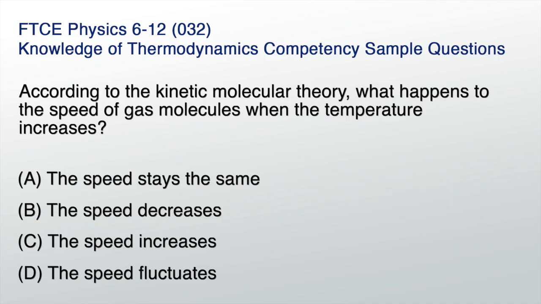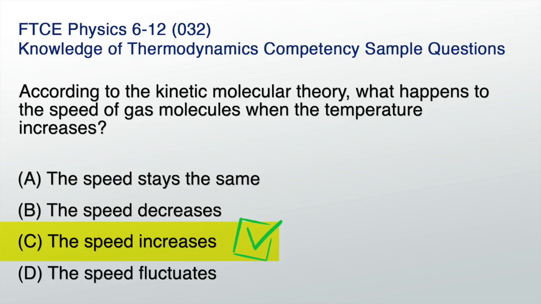Let's walk through the process of elimination. A is incorrect. This is wrong because temperature directly affects molecular speed. It can't stay the same when temperature changes. B is incorrect because higher temperatures give molecules more energy, not less. D is incorrect because while individual molecules move at different speeds, the average speed consistently increases with temperature. The correct answer is C.